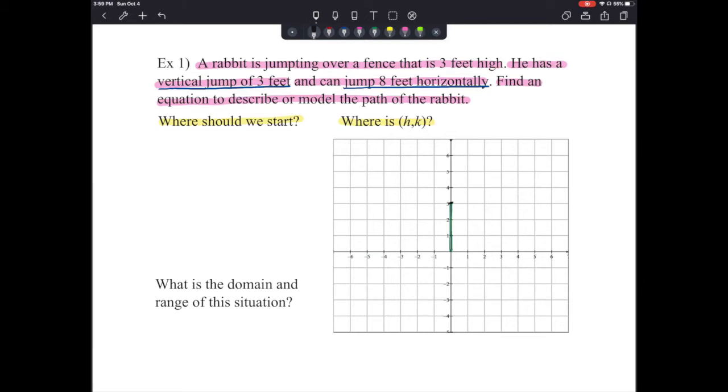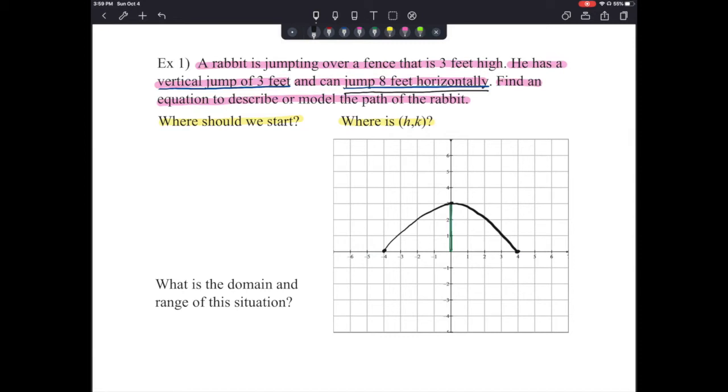Right? So at the very top of the fence, it's 3 feet. So the peak of his jump, which should be halfway through his jump, will be 3 feet. So if he can jump a total of 8 feet horizontally, that means we need to leave 4 feet on the left side and 4 feet on the right side. That's going to allow our rabbit to jump up, get over the fence, and come down and land on the other side. You'll see this looks like a parabola that happens to be opening downward. So think about how that's going to impact some of your parameters, your A, H and K.